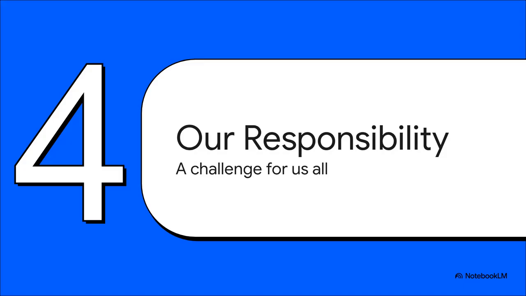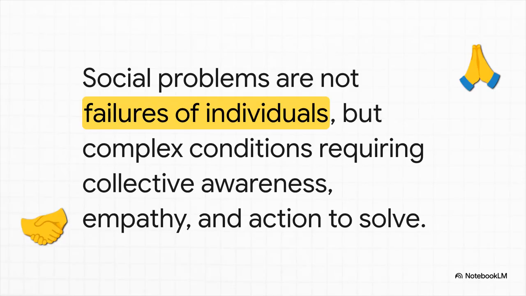So after looking at the problems and the potential solutions, we get to what might be the most important part of this whole conversation, our role in all of this. So here it is. This is the crucial takeaway. Whether we're talking about unemployment or addiction or violence, these are not simply the failures of individuals. They are reflections of complex social conditions, and they can't be solved by individual willpower alone. They demand a collective response from all of us, one that's built on awareness of the problem, empathy for those who are struggling, and a real commitment to take action.